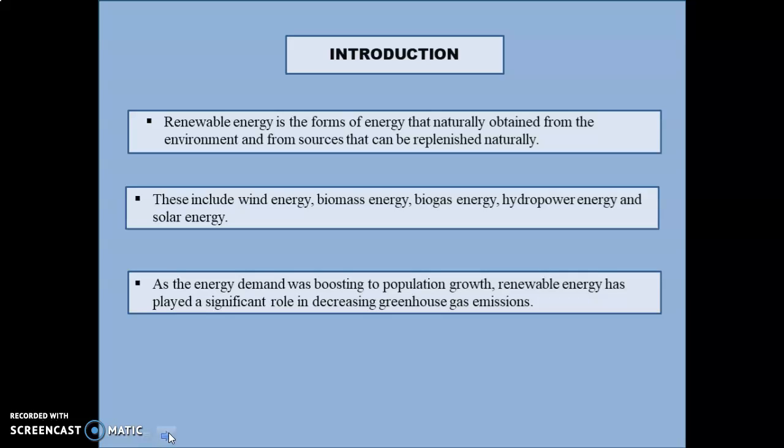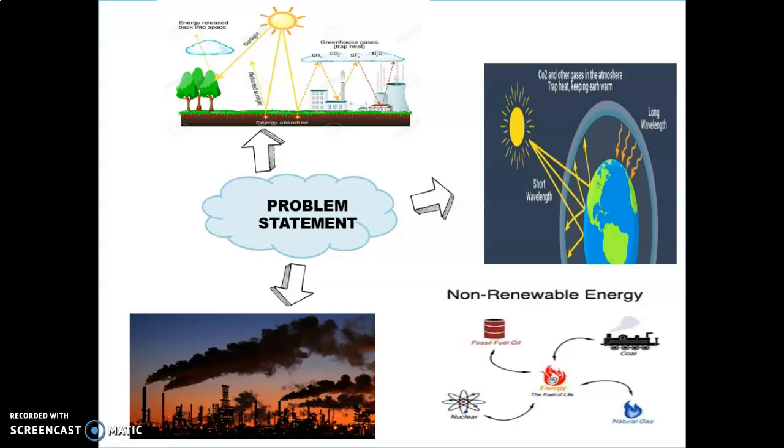As the energy demand was boosted by population growth, renewable energy has played a significant role in decreasing greenhouse gas emissions. Nowadays, the use of energy has increased due to population growth, industrialization, and urbanization across the world. The generation of energy using non-renewable energy may lead to emission of greenhouse gases, in particular methane, carbon dioxide, sulfur, and nitrous oxide, which contribute to climate change. In short, non-renewable energy brings bad effects to the environment. Moreover, once the sources of non-renewable energy are finished, they cannot be restored.